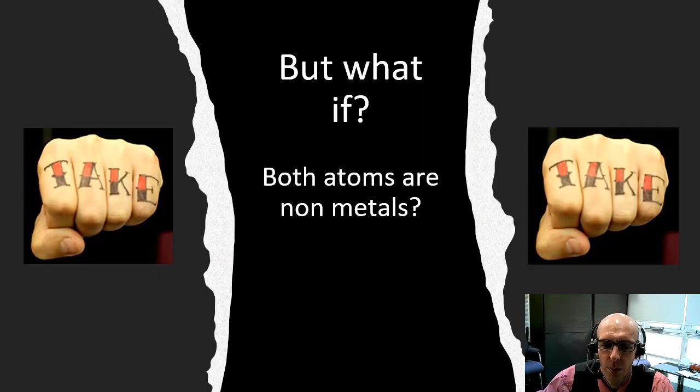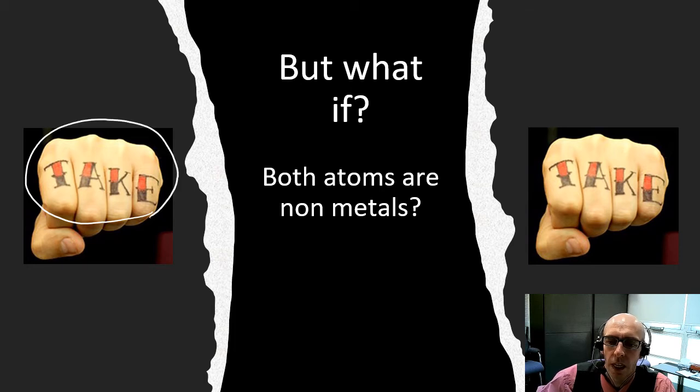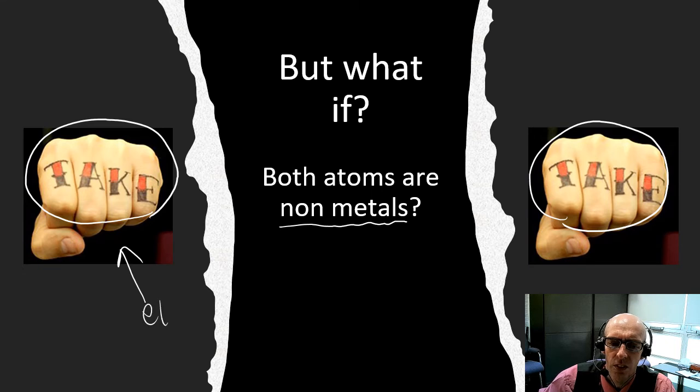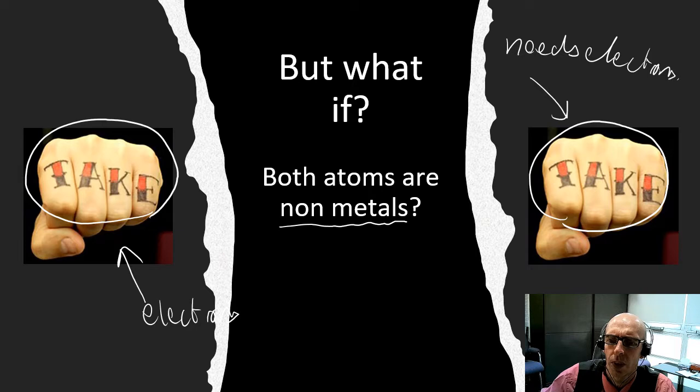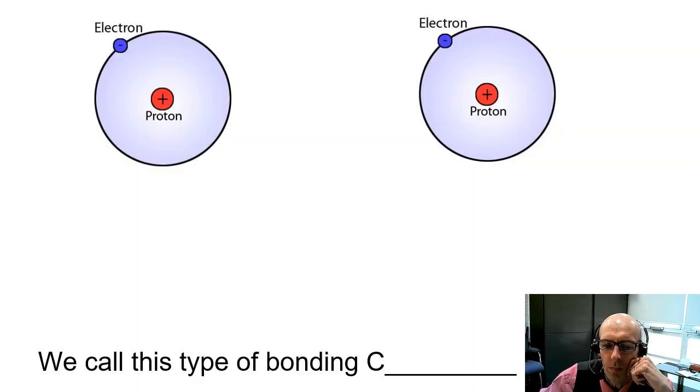What if they both want to take? So here we have an example where we have a non-metal and a non-metal. Well, what could they do? Both the atoms are non-metals. This one needs electrons. This one needs electrons. So if they both need electrons, we haven't got that one to give it away like in the metal and the non-metal.